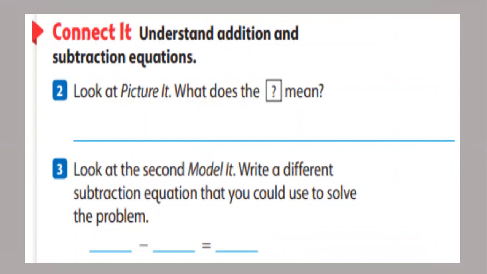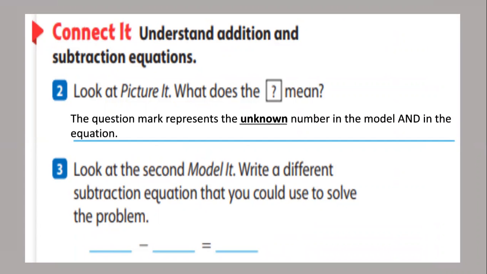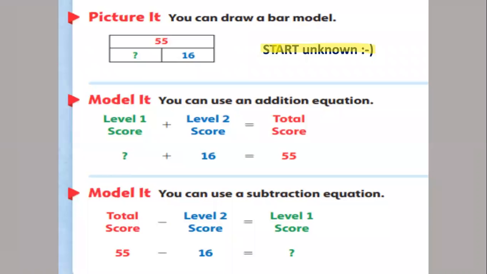So let's look at that picture example, the bar model. What does the question mark mean? The question mark represents the unknown number in the model and in the equation. So whenever I have a question mark in a bar model or in an equation, that represents an unknown number.